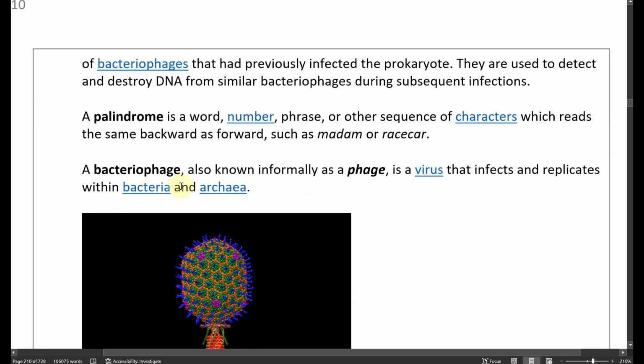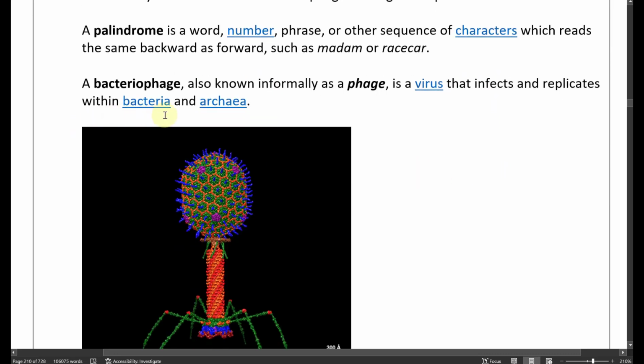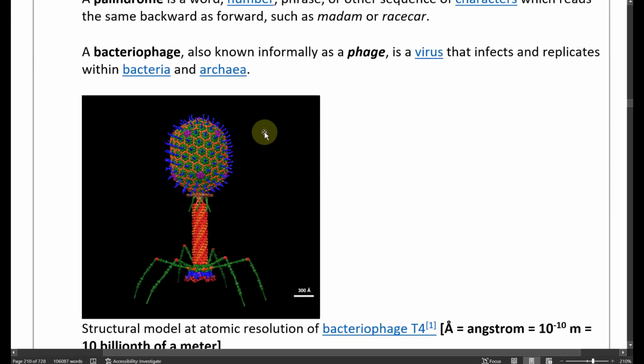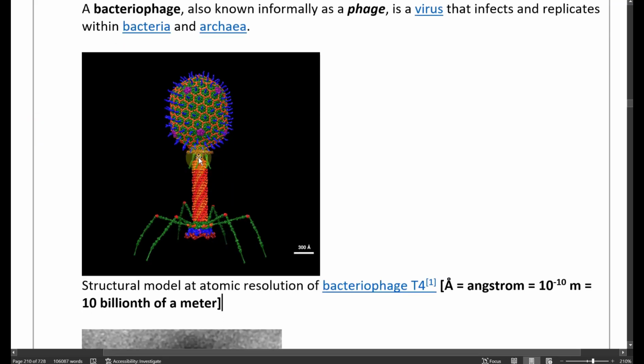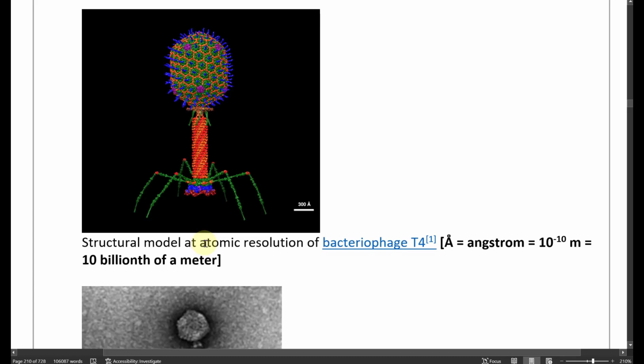Going further, a bacteriophage, also known informally as a phage, is a virus that infects and replicates within bacteria and archaea. Yeah, and here is just an illustration of the bacteriophage. Here's a structural model at atomic resolution of bacteriophage T4. And this is the scale, 300 angstrom. It's basically the A with a circle on top equals angstrom, and it's 10 to the negative 10 meters, or in other words, 10 billionth of a meter. Whereas a nanometer is a billionth of a meter, so an angstrom is basically 10 times smaller than a nanometer.